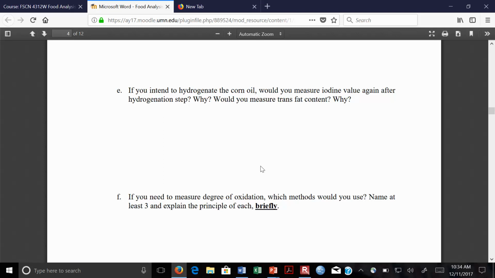So if you need to measure degree of oxidation, which methods would you use? Name at least 3 and explain the principle. So we talked about several already with the fat characterization. So you can say peroxide value, TBARS, anisidine, or peroxide value, anisidine, and hexanal. So you can pick any 3 of what we talked about and provide a principle for each.